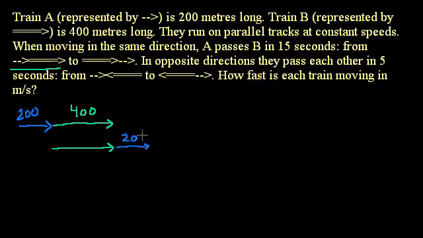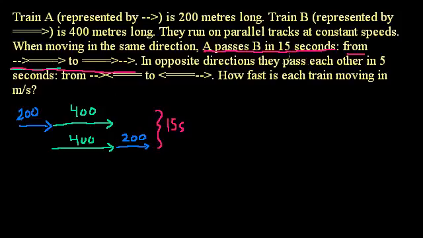200 meters. This is, once again, 400 meters here. And this situation takes 15 seconds. So this takes 15 seconds to happen. So A passes B in 15 seconds. So this whole sentence right here is this right here. We go from this situation to that situation.